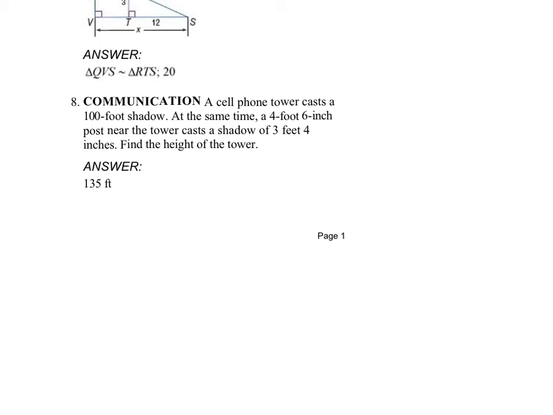All right, so continuing on with section 7.3 homework, we have a cell tower that casts a 100-foot shadow. At the same time, a 4-foot 6-inch post near the tower casts a shadow of 3 feet 4 inches. We need to find the height of the tower.